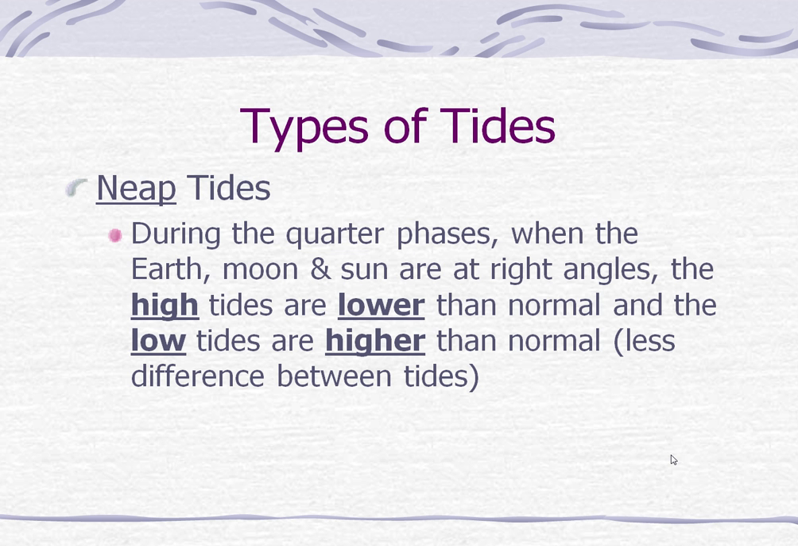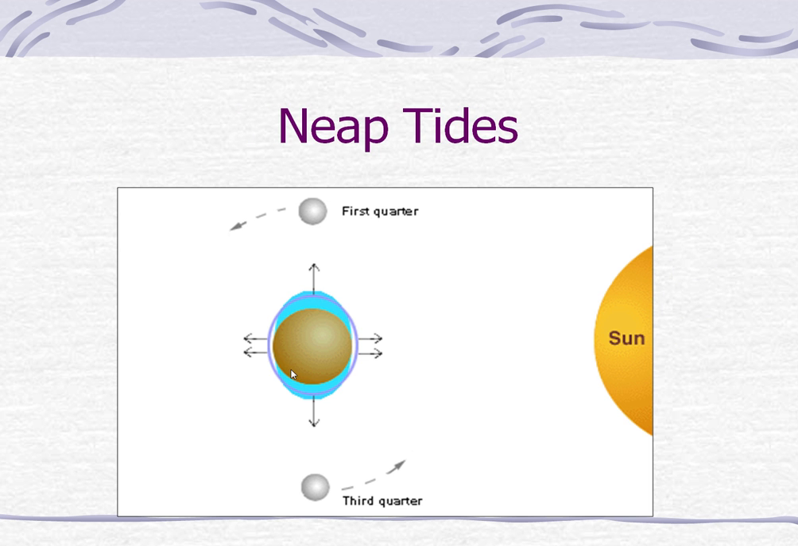The other type of tide happens during the quarter moon phases, when the sun, moon, and earth are at right angles. So the high tides are lower and the low tides are higher. So this makes a smaller difference between the high and the low tide. And that's what's going on here. The moon, at either of the quarters, is pulling this way, and the sun is pulling this way. The two cancel each other out to a large extent, and so therefore your tides are not very great.